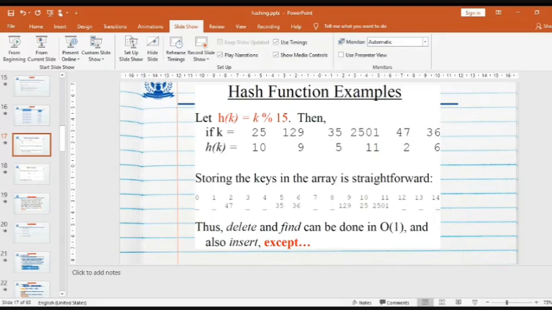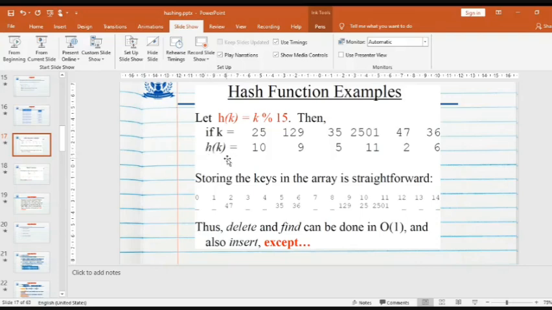Take the next number, 129. So k is 129 modulo 15. What is the value? 129 divided by 15, and take the remainder. The answer is 9. Next is 35. 35 divided by 15, the remainder is 5. Then 2501 divided by 15, take the remainder. The answer is 11. 47 modulo 15, the answer is 2. Then 36 modulo 15, the answer is 6.